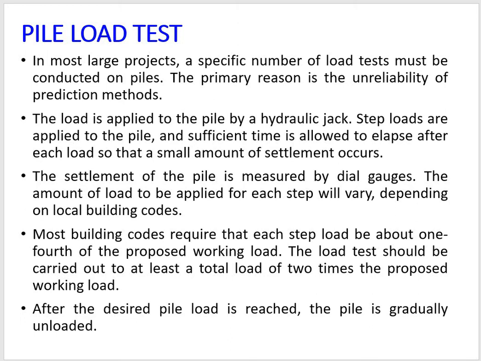You have around 3 dial gauges fixed, and you take the average value of the dial gauges generally. So you apply the load, gradually increase the load, and measure the settlement for each load increment. After the desired pile load is reached, you slowly start unloading in the same fashion as you loaded the pile.